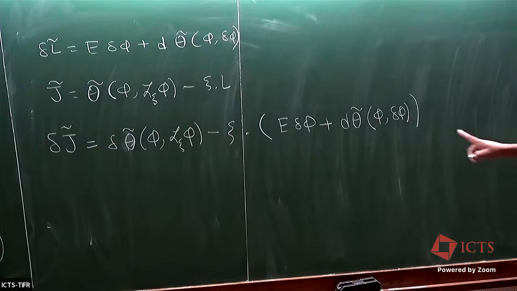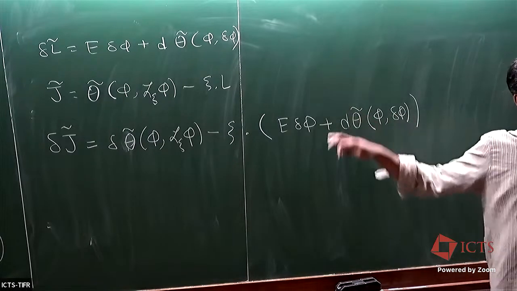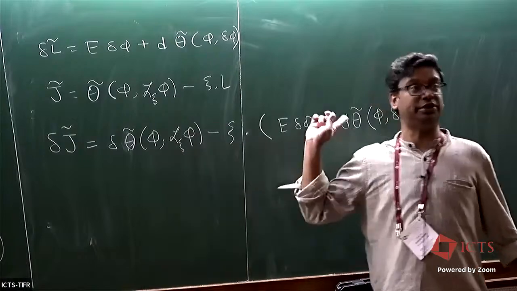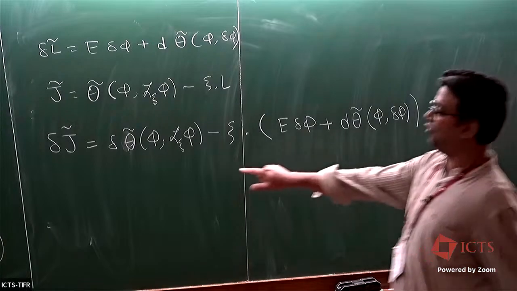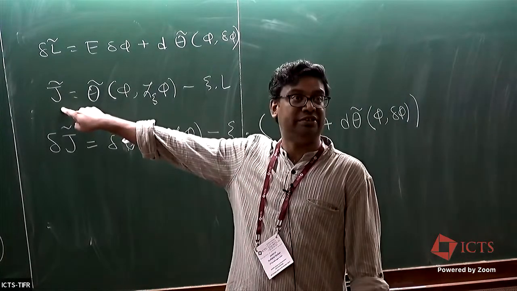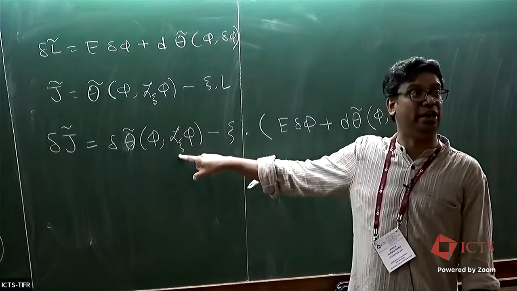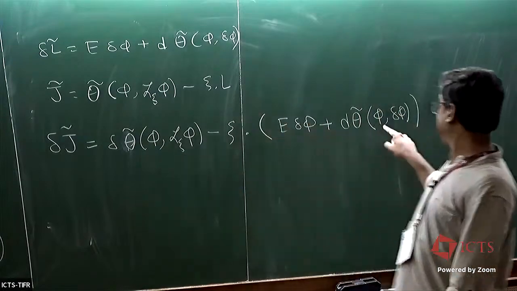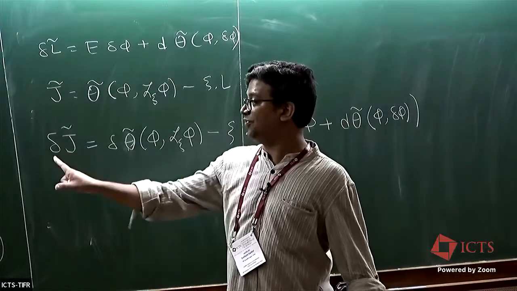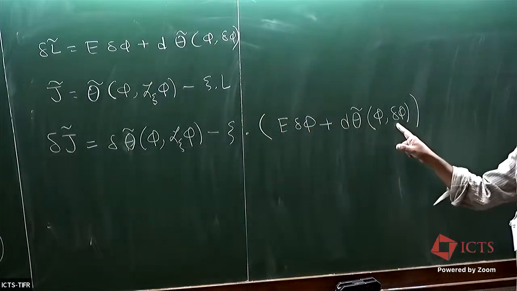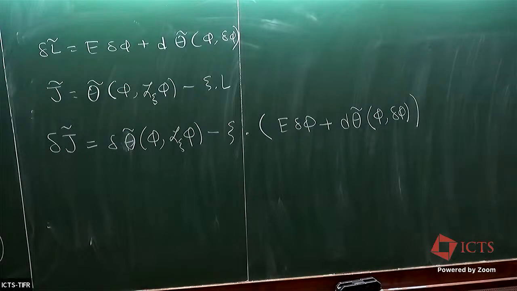So throughout the calculation, I'll keep the arguments of theta. It is important, okay? Otherwise, it's not clear. This theta came from the definition of J, so this theta depends on Li of phi. This theta came from the variation of the Lagrangian. Since I am doing arbitrary variation, this theta depends on delta of phi. Note that, a little bit of notational complication, but please remember it, okay?